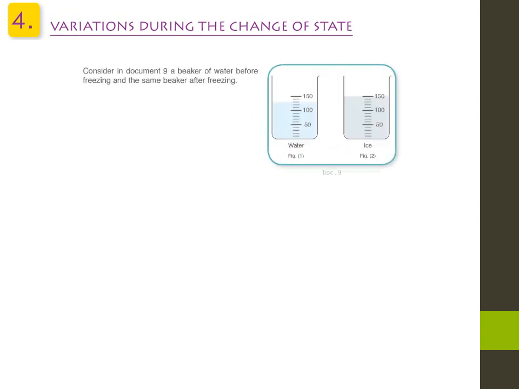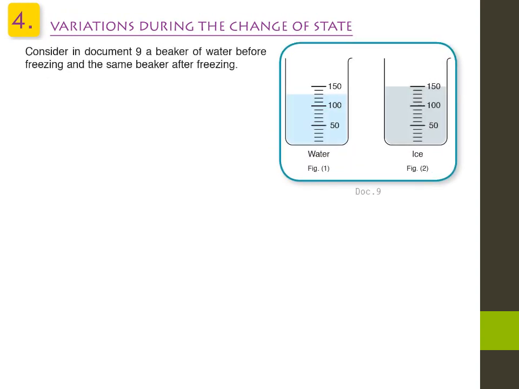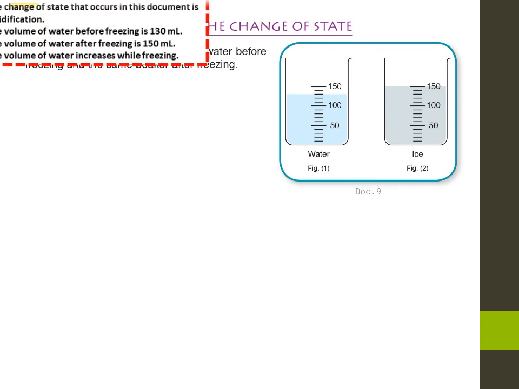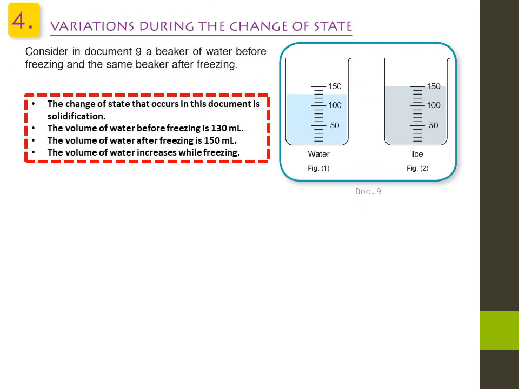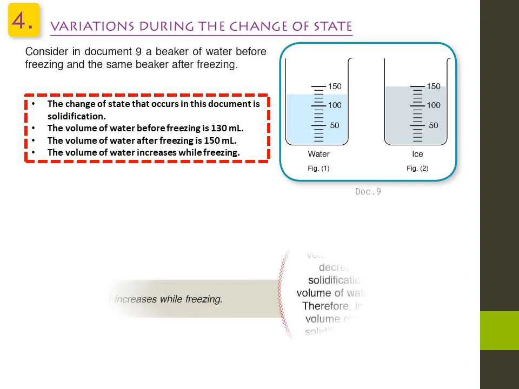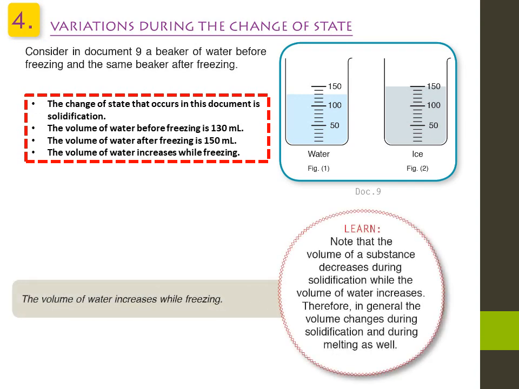Variations during the change of state. Consider in document 9 a beaker of water before freezing and the same beaker after freezing. The change of state that occurs in this document is solidification. The volume of water before freezing is 130 milliliters. The volume of water after freezing is 150 milliliters. The volume of water increases while freezing.